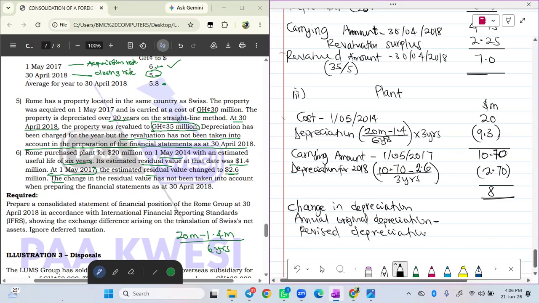So when the estimated residual value was revised, the annual depreciation charge was 2.7. Please, what is the annual original depreciation? The original depreciation, the yearly one, not the accumulated. This one was the accumulated. 9.3 was the accumulated one.